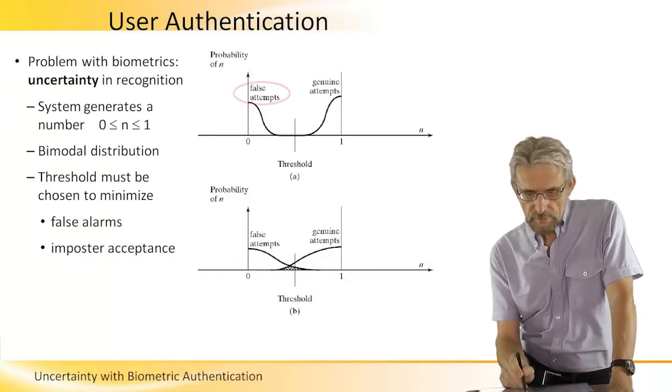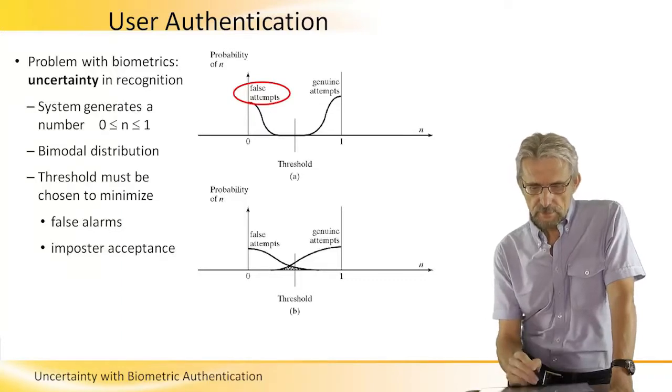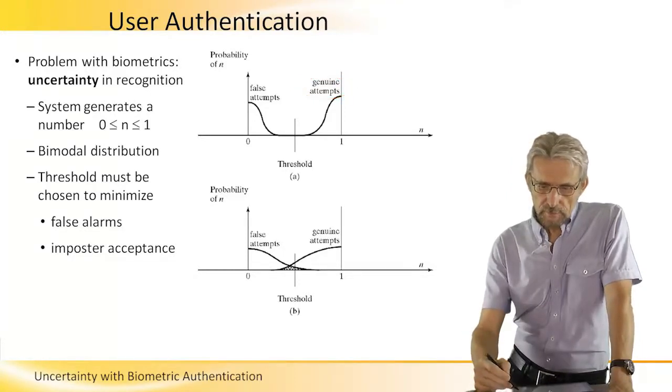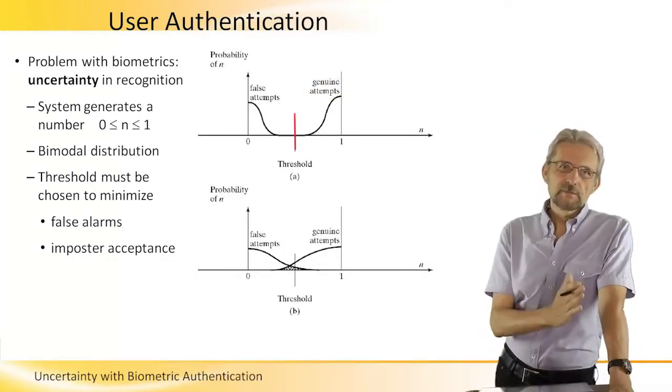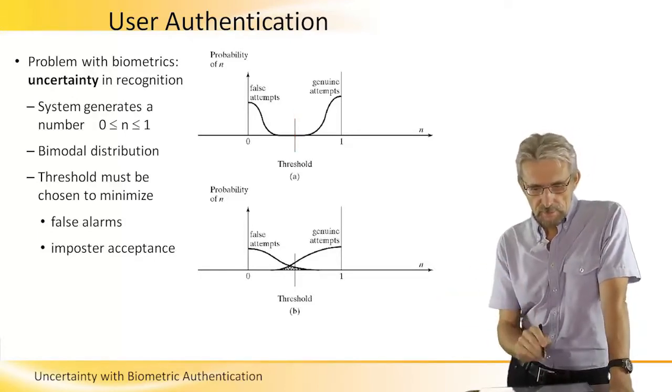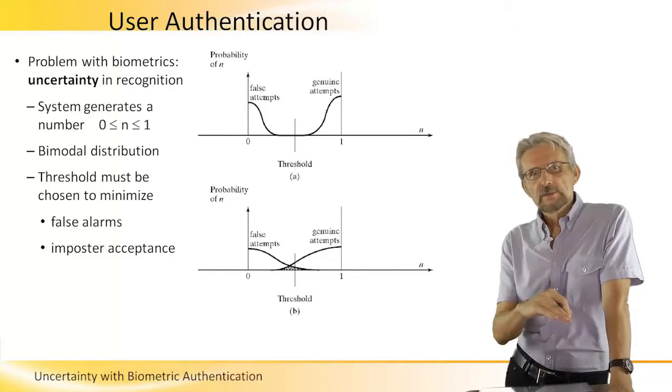Most of the faked attempts will be clustered around 0. Most of the genuine attempts will be clustered around 1. And so you put the boundary between those two. So anything to the left is no, anything to the right is yes. But unfortunately, sometimes these areas overlap.